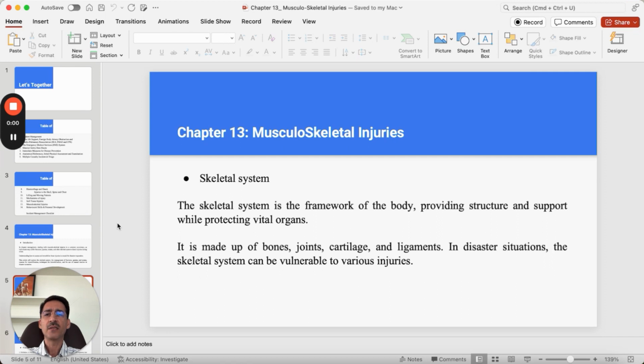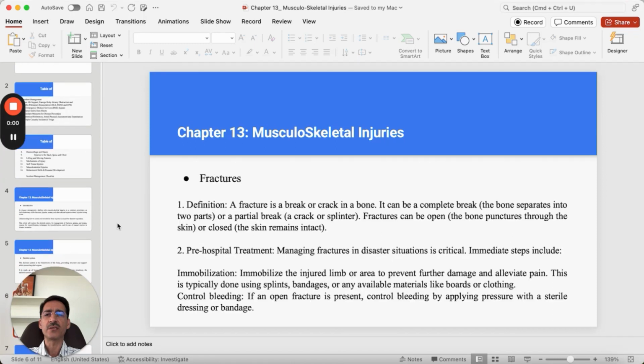Skeletal system. The skeletal system is the framework of the body, providing structure and support while protecting vital organs. It's made up of bones, joints, cartilage, and ligaments. In disaster situations, the skeletal system can be vulnerable to various injuries. Fractures. A fracture is a break or a crack in a bone. It can be a complete break or partial break. Fractures can be open or closed.